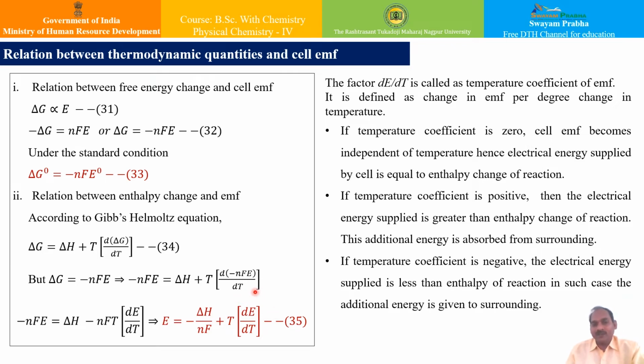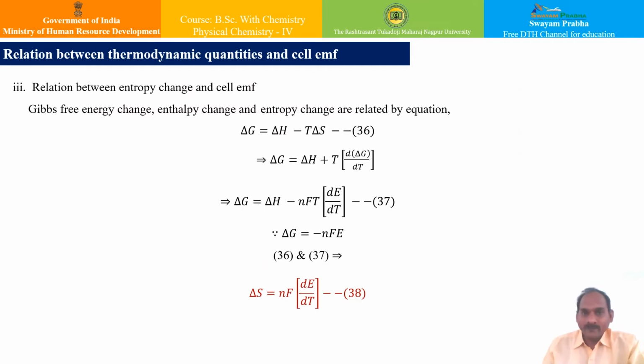Similarly, we can find out how the entropy change is related to the EMF. In order to find the relation between entropy change and cell EMF, we again start with the Gibbs-Helmholtz equation, delta G is equal to delta H minus T delta S. I will substitute the value of delta S, that is minus d/dT of delta G, and therefore delta G is equal to delta H plus T into d/dT of delta G. You can find this expression using Maxwell's relation. If you know Maxwell's relation, you can very easily relate how delta S is related to the free energy. So delta S is minus of d/dT of delta G, and this minus minus will become plus.